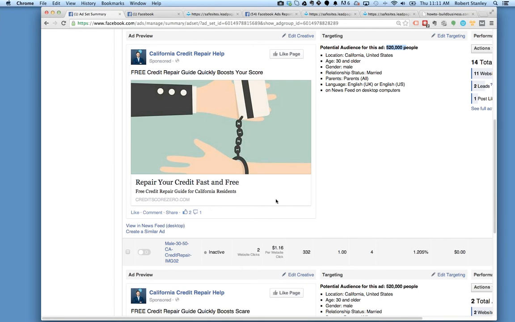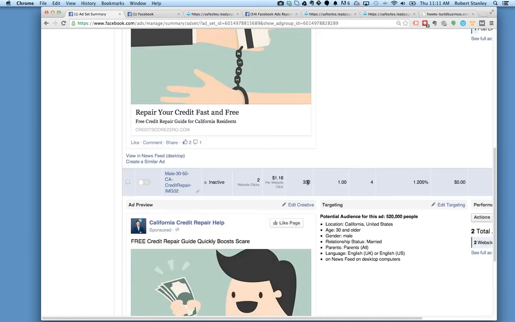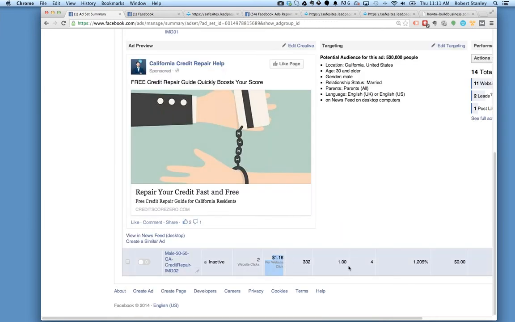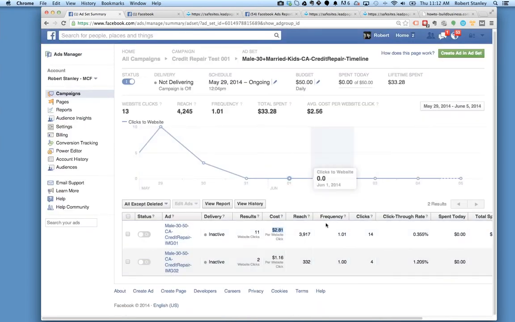One of the things you have to realize about paid advertising is that it costs money. Spending money on stock photography, on testing ads, and on lead pages and all that stuff is just the nature of the beast. One thing you'll notice here is that the cost per click is $1.16. That's because the click-through rate was 1.205%. This one was 0.355, and the cost was $2.81.